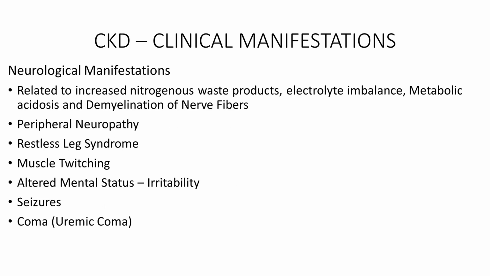Now, the neurological manifestations are also there, related to increased nitrogenous waste products like urea and creatinine, electrolyte imbalance, metabolic acidosis, ultimately leading to the demyelination of the nerve fibers. They can present with peripheral neuropathy, restless leg syndrome, muscle twitching and cramps, altered mental status leading to irritability. They may present with seizures or uremic coma, especially in patients who have got very high urea creatinine.